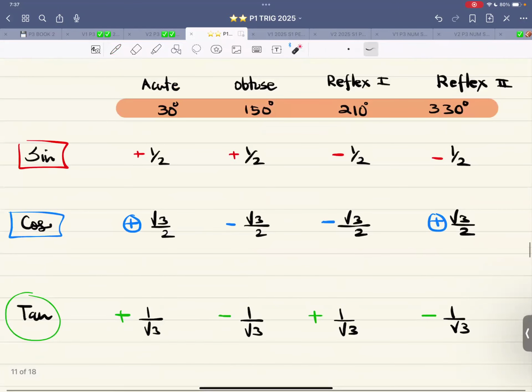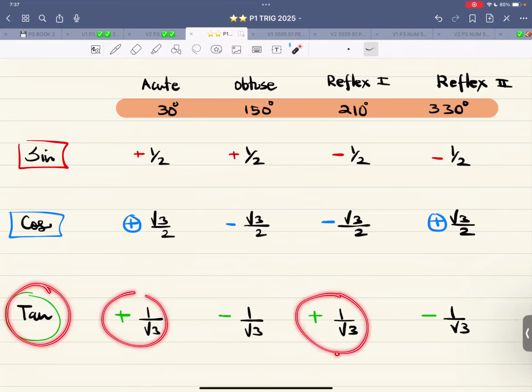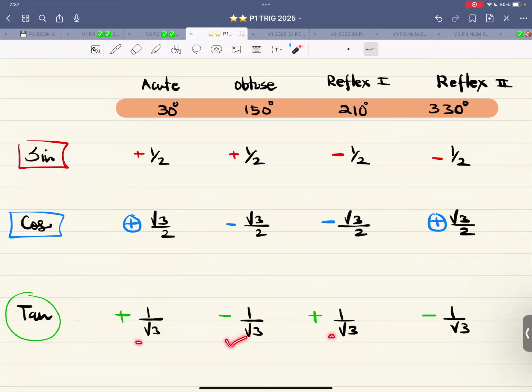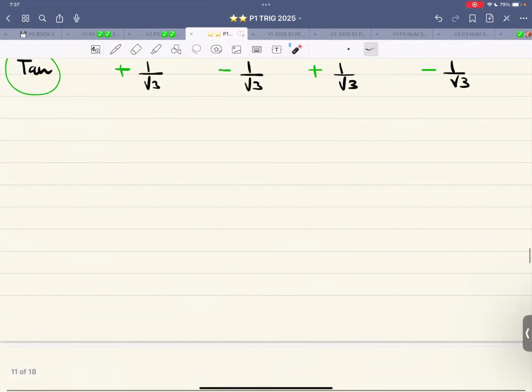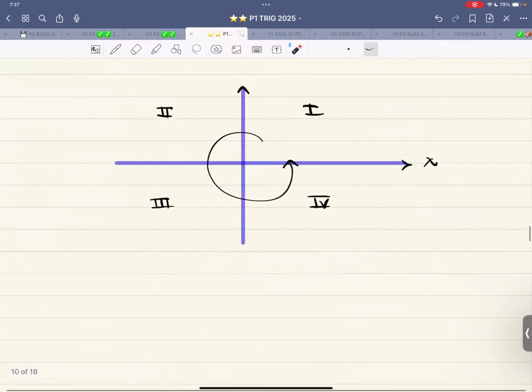Sine is positive in the first and second quadrant. Cosine is positive in the first and fourth quadrant. Tangent is positive in the first and third quadrant. If it's not positive, naturally it's negative. And that is the ratio that we have over here.